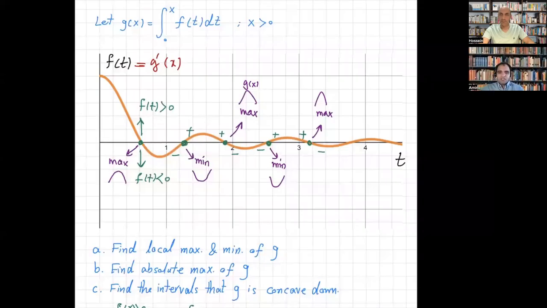Hello, everyone. Last week, we had a problem about the fundamental theorem of calculus, and Hossein helped me to solve part A of the problem.